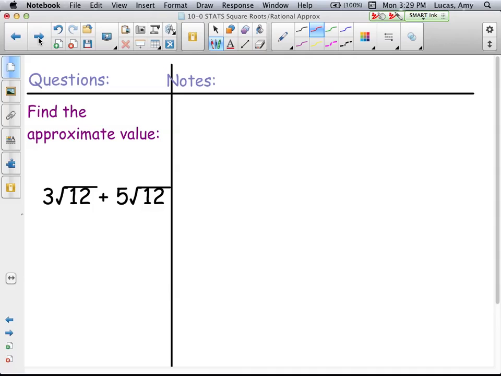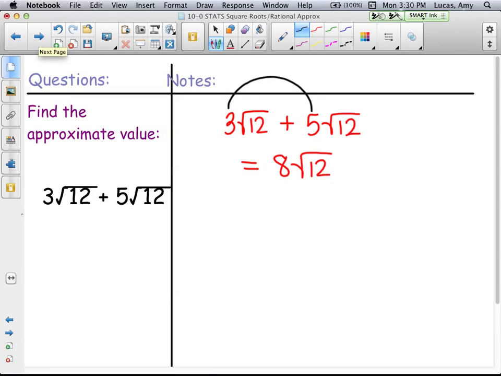This next one says find the approximate value. 3 times the square root of 12 plus 5 times the square root of 12. Well, the square root of 12 is being multiplied by 3 and being multiplied by 5. So this is the same as 8 times the square root of 12. You can simply add together the 3 and 5. It's just like 3x plus 5x, how that equals 8x. They're like terms. These are called like radicals. So you can add the numbers in front of them or subtract them if it was a subtraction problem.